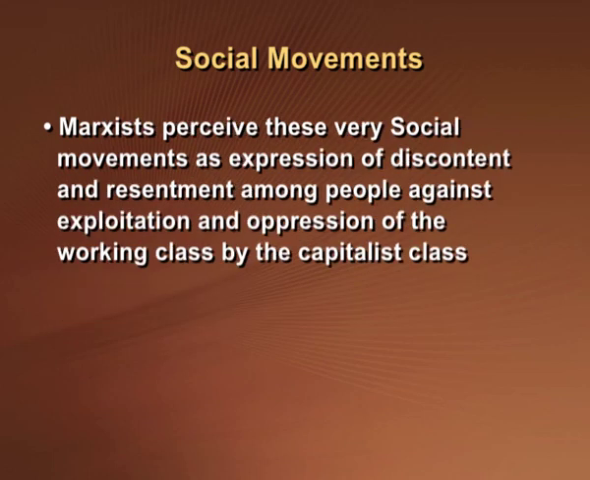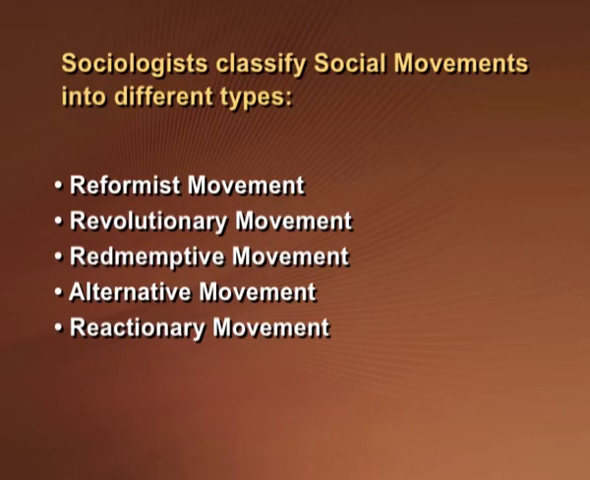But on the contrary, the Marxists perceived these very social movements as expressions of discontent and resentment among people against the exploitation and oppression of the working class by the capitalist class. Depending upon the scope, nature, and intention of a social movement, which means the goal or aim that any type of social movement wants to achieve or tries to bring about, sociologists classify social movements into different types. What are these types? These types are reformist movements, revolutionary movements, redemptive movements, alternative movements, and reactionary movements.